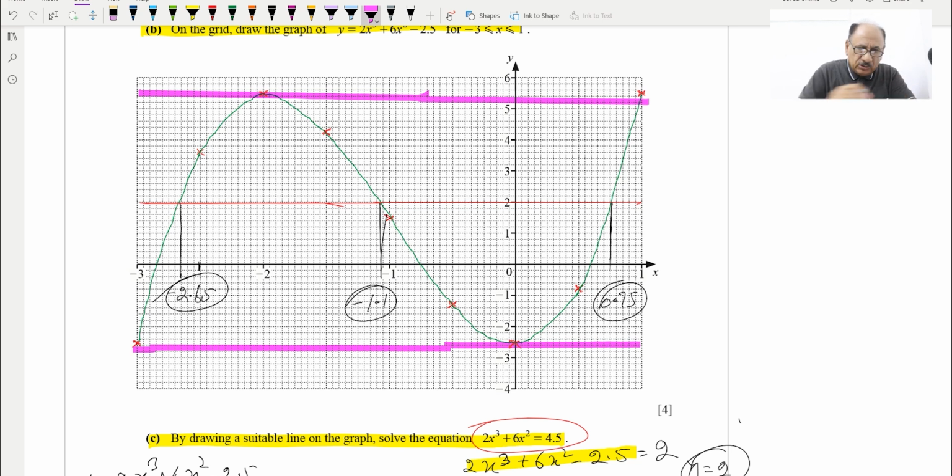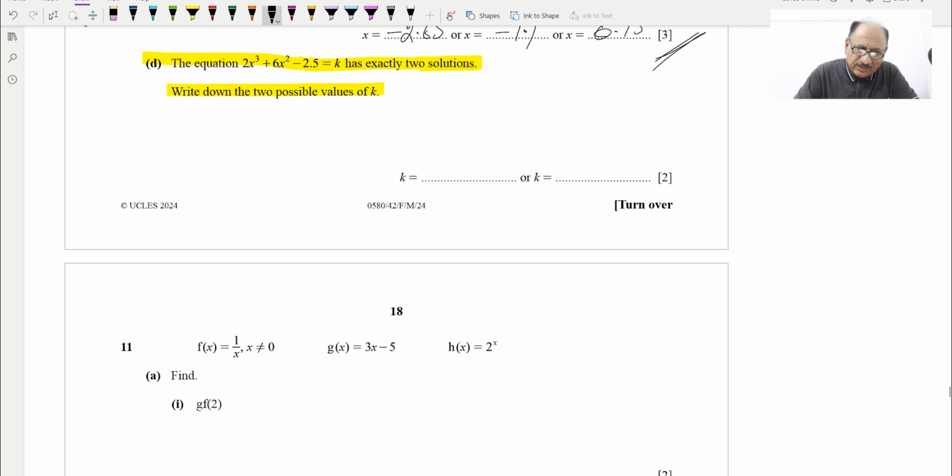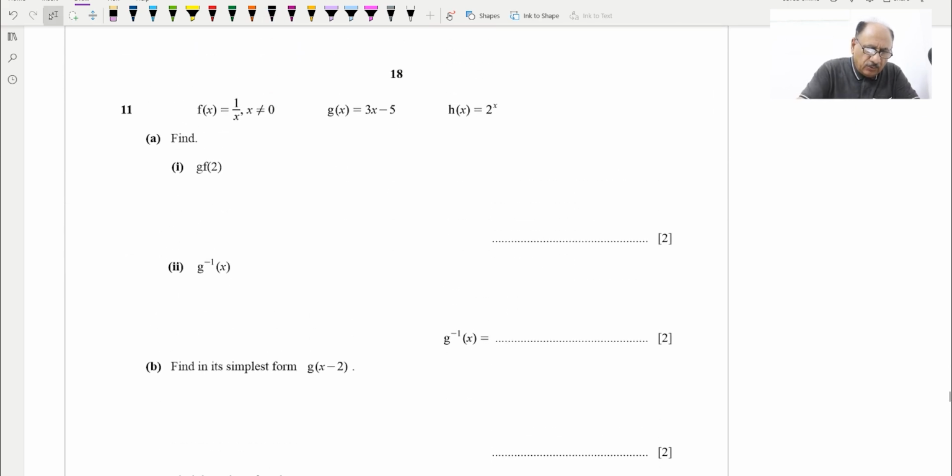So at these two locations, what are these two locations? One is minus 2.5, and this one is 5.5. So these are y values, or you can say k values: minus 2.5 and 5.5. This is for 2 marks. Hopefully you understood this. Now question number 11, functions.